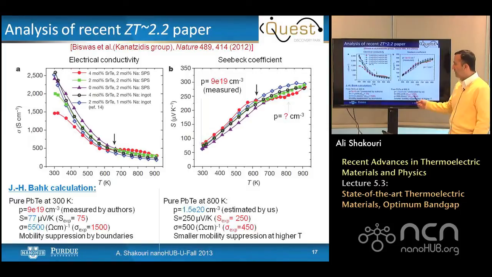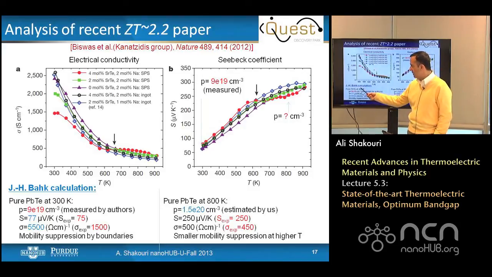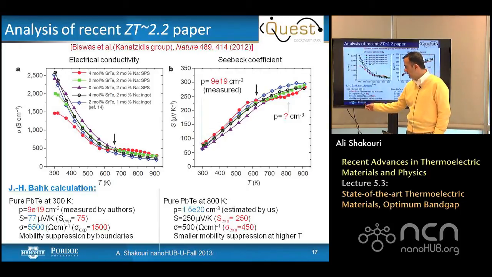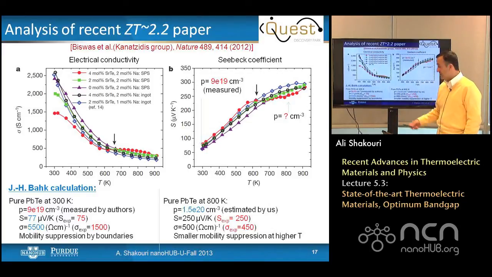Here are the calculations by Jehan Bach using this Boltzmann solver that you can use in your homework. So at this doping, if you put pure lead telluride, this is the Seebeck you get, and this is the conductivity you get. If you compare it with experiment, Seebeck exactly matches. Conductivity is lower by a factor of 3 or so, or higher. So definitely mobility is suppressed by boundaries, and you can see it here.